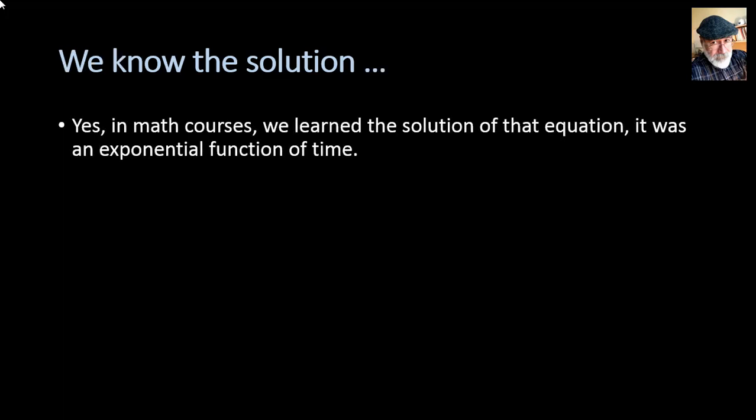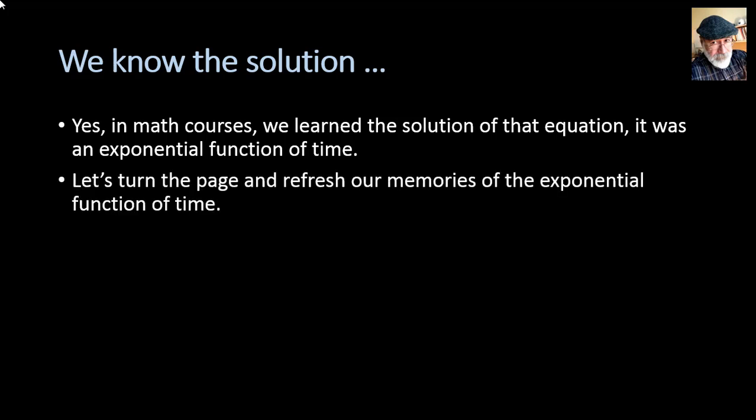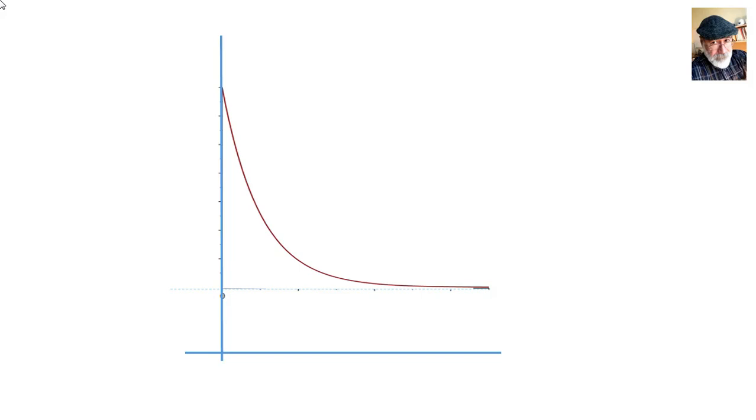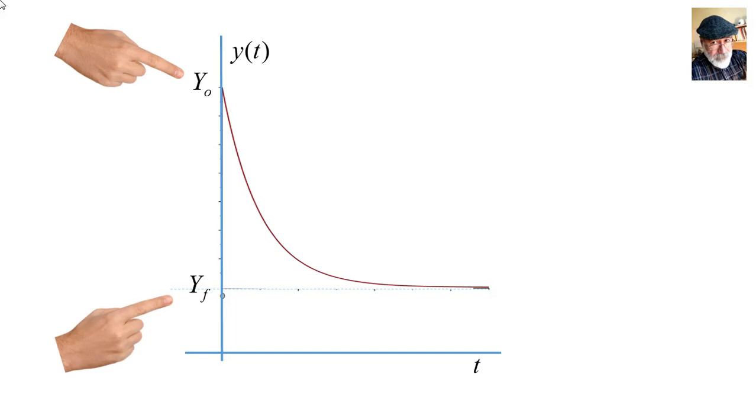Let's focus on the solution. In math courses, we've learned that the solution of such an equation has an exponential function of time. Let's turn the page and refresh our memory on the exponential function of time. A function like that, y of t, could be a voltage or a current, in our case a function of time. That function begins at an initial value y0 and eventually will get as close as we could imagine to a final value y of f.